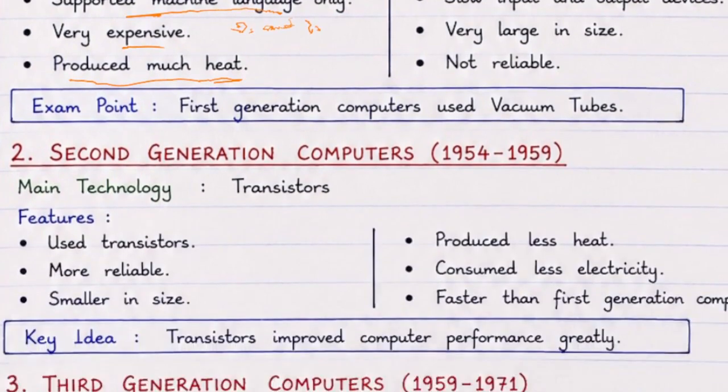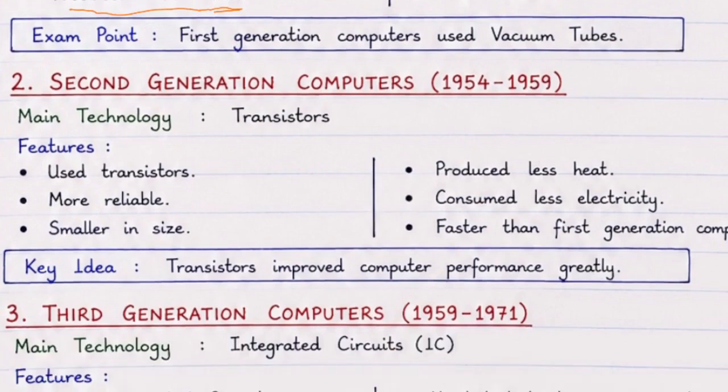Second generation computers, that's the 4 years. Main technology is transistors. It uses transistors, more reliable, smaller in size than first generation, produces less heat, consumes less electricity, and is faster than first generation computers. Transistors improved computer performance greatly.